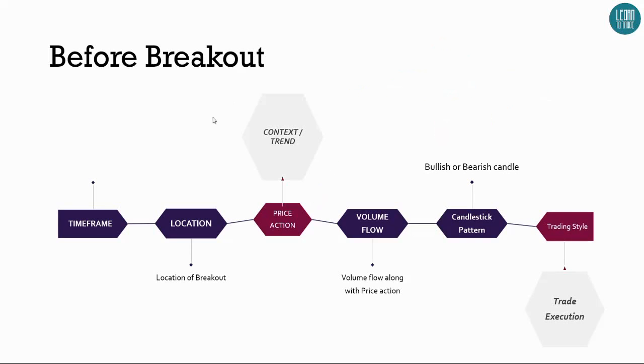Next, moving on, after price action, next is the context or trend. What is the trend before price makes a breakout? And next is the volume flow. Volume flow generally means that when we are looking at the price action before the breakout, the sideways price action, we need to also look at the volume flow in this sideways price action.